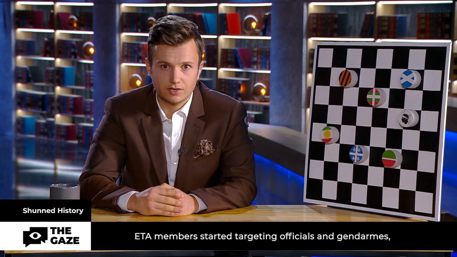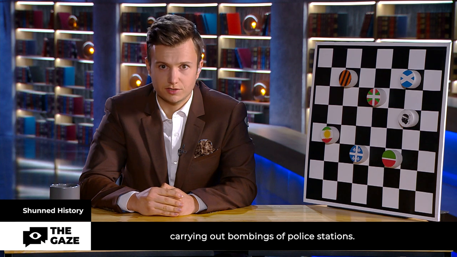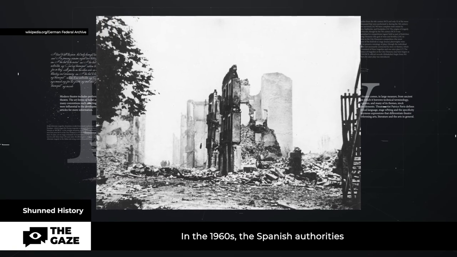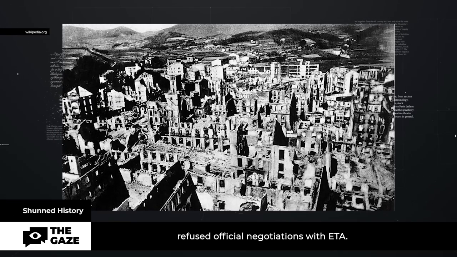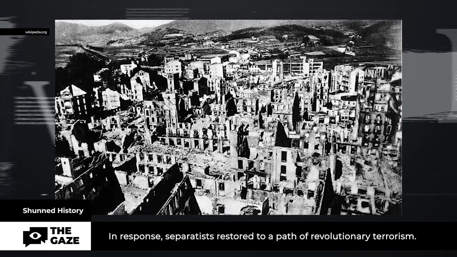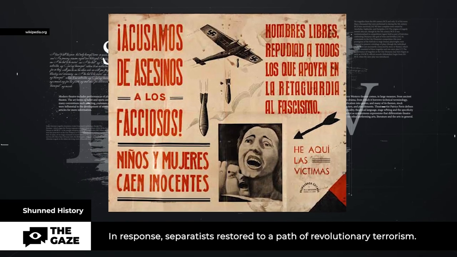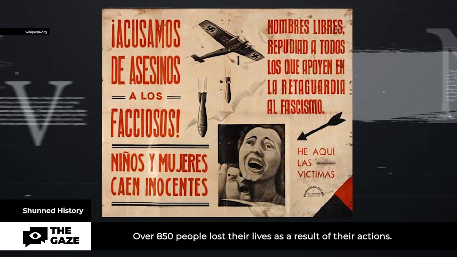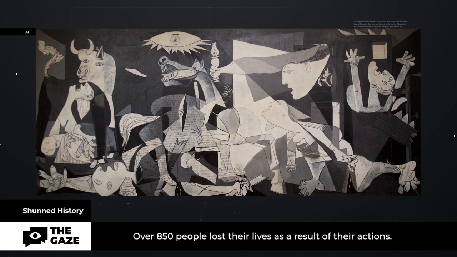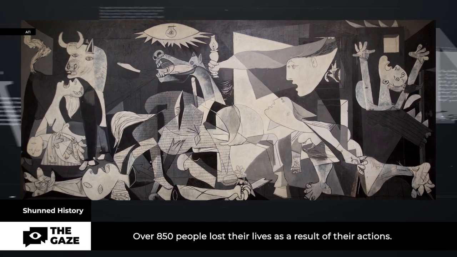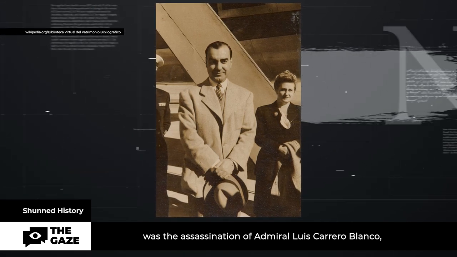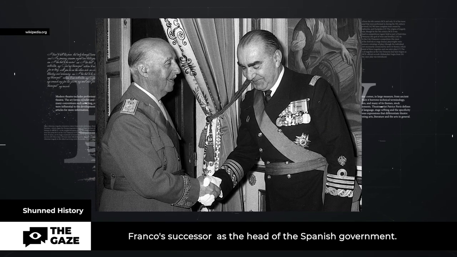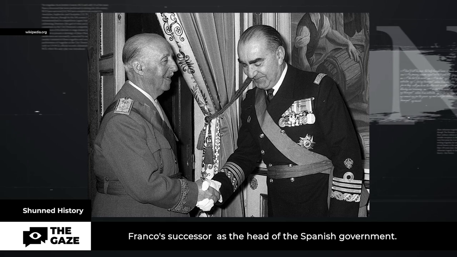ETA members started targeting officials and gendarmes, carrying out bombings of police stations. In the 1960s, the Spanish authorities refused official negotiations with ETA. In response, separatists resorted to a path of revolutionary terrorism. Over 850 people lost their lives as a result of their actions. The most infamous action was the assassination of Admiral Luis Carrero Blanco, Franco's successor as head of the Spanish government.